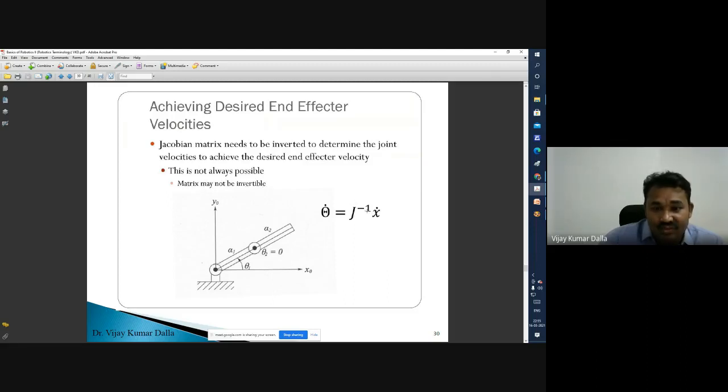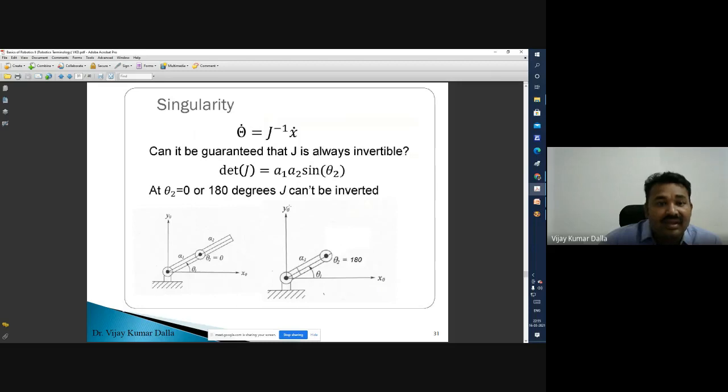So J is what here? A matrix. Suppose theta 2 becomes 0, then it is not invertible. At that condition, the situation is known as singularity, and can it be guaranteed that J is always invertible? The answer is no. One can get the determinant of the Jacobian.